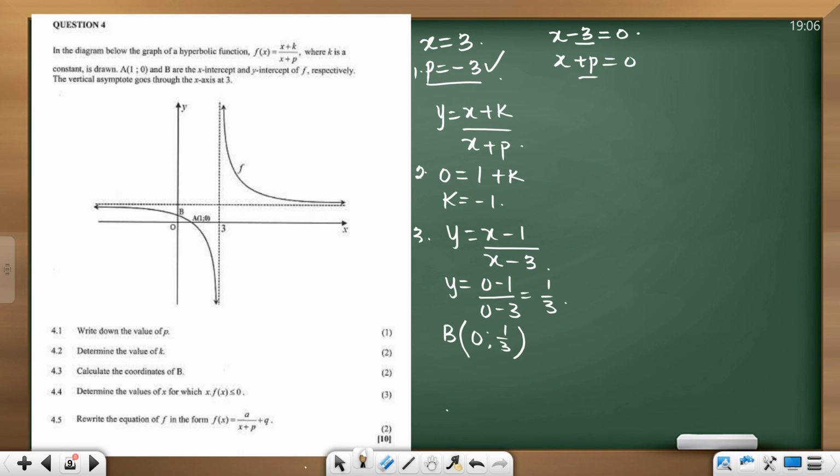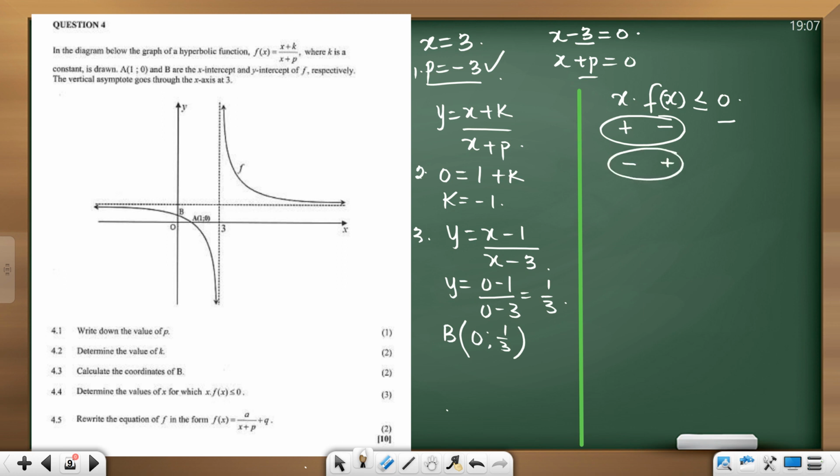4.4. I know that 4.4 also a lot of learners struggle. Right? Determine the values of X for which X times F prime of X. Let us quickly start by interpreting X multiplied by F of X, not F prime. For it to be less than 0, what are we saying? It should be negative. I want this thing to be negative, while this is... Look, basically, they are of opposite signs.